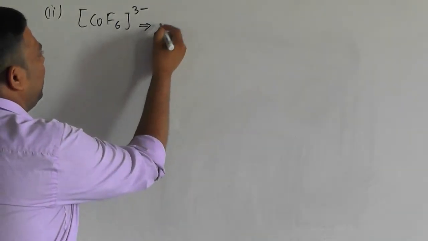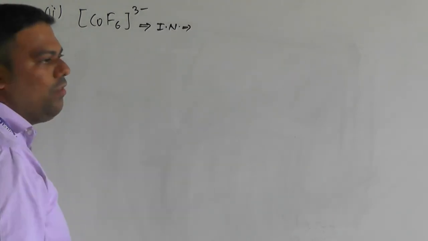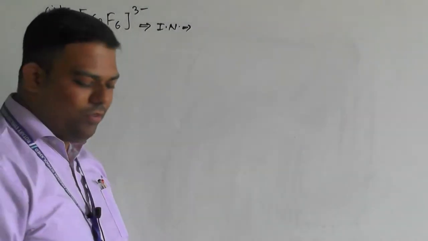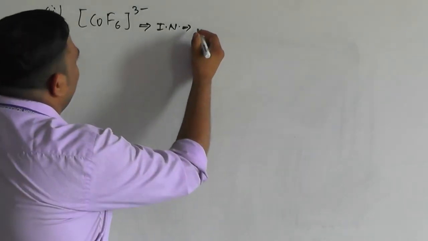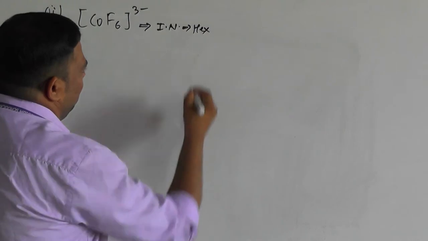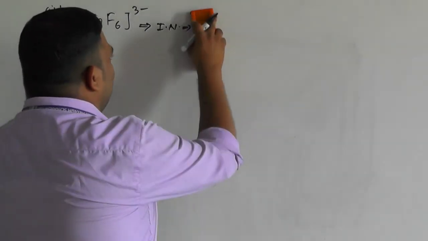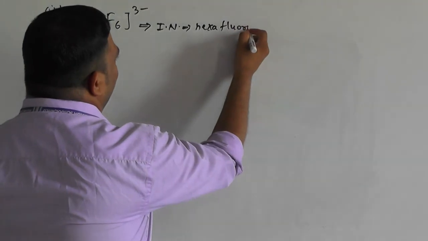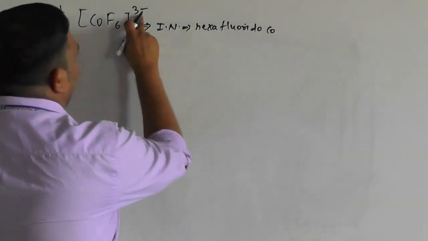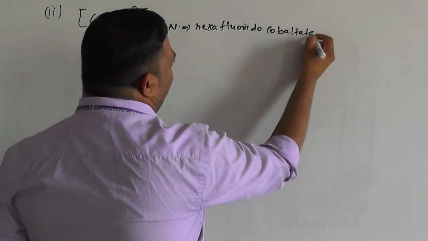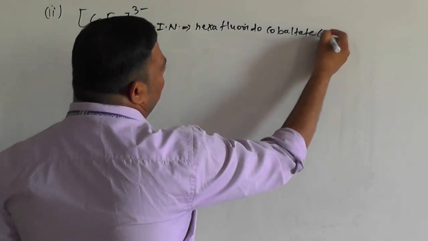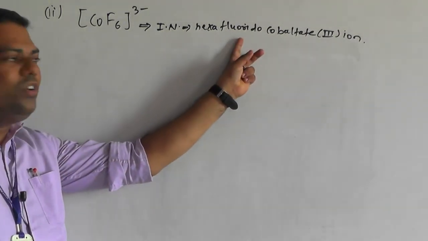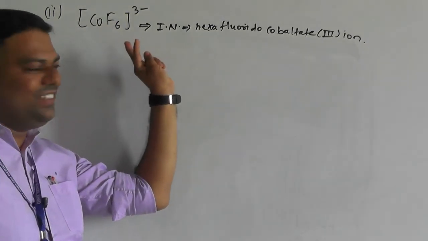First we can write the IUPAC name, that is, the inorganic IUPAC name of the coordination complex or coordination compound. So what will be the IUPAC name here? Hexa, so first is, in small letters, hexafluorido. Hexafluorido is the anionic part, so, beta, cobaltate. Hexafluoridocobaltate(III) ion. I hope you understood. Hexafluoridocobaltate, because it is an anion, III ion.